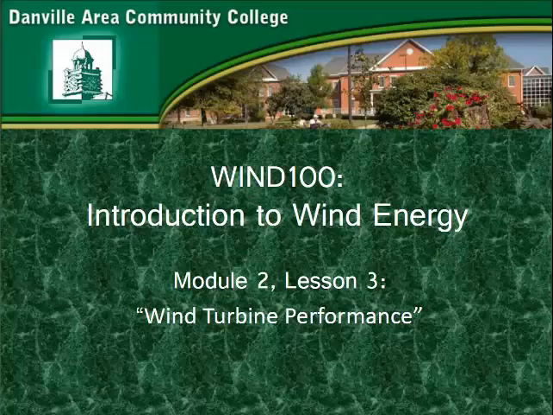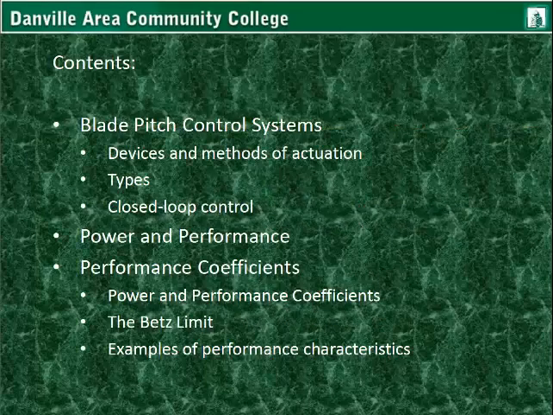This is lesson 3 for module 2, wind turbine performance. I will discuss blade pitch control systems, specifically the devices and methods of actuation, the types, and closed loop control systems. Also, power and performance characteristics and performance coefficients.